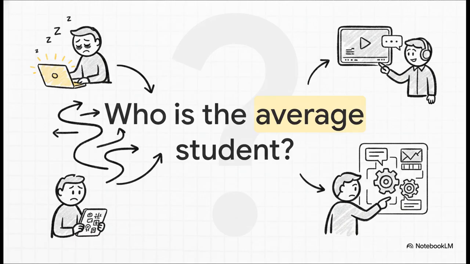If we try to pinpoint the quote-unquote average student among them, we quickly realize it's a totally impossible task. And the crucial takeaway here is that not a single one of these students needs an easier course. They just need a barrier-free path to engage with challenging, rigorous academic work.